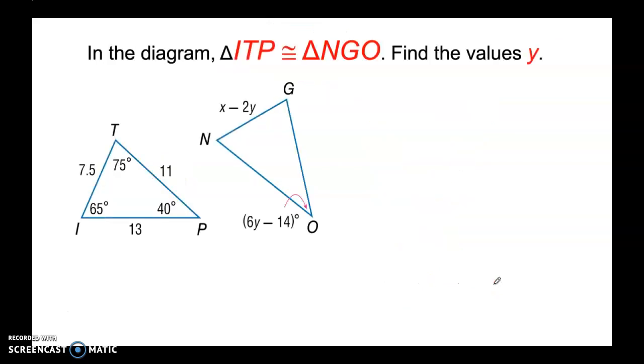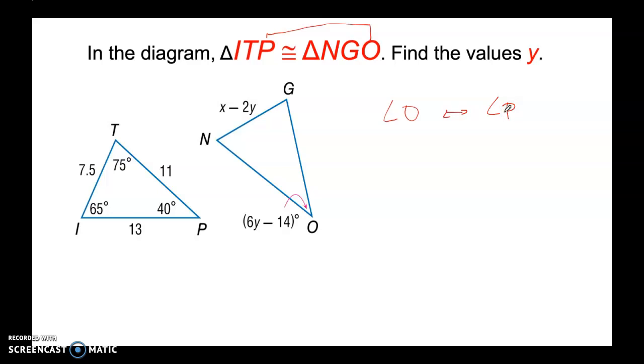So we have the same diagram. Let's look for the value of Y. So the value of Y is in what angle? So we have angle O. Let's identify first the corresponding parts. So angle O corresponds to angle P.